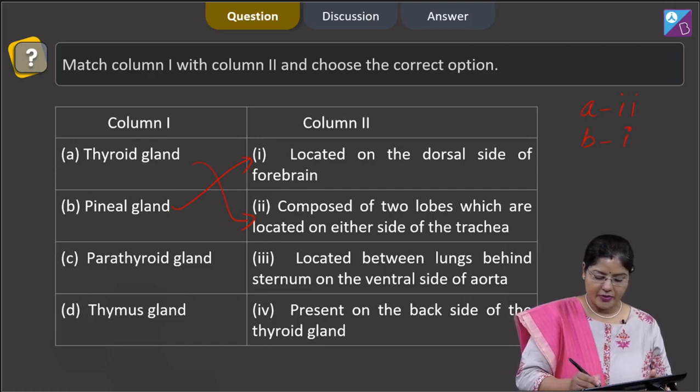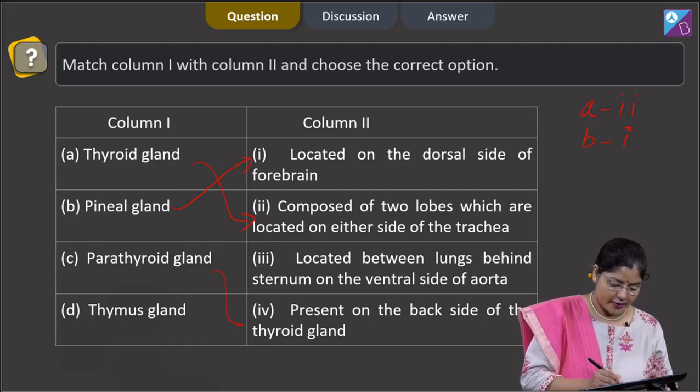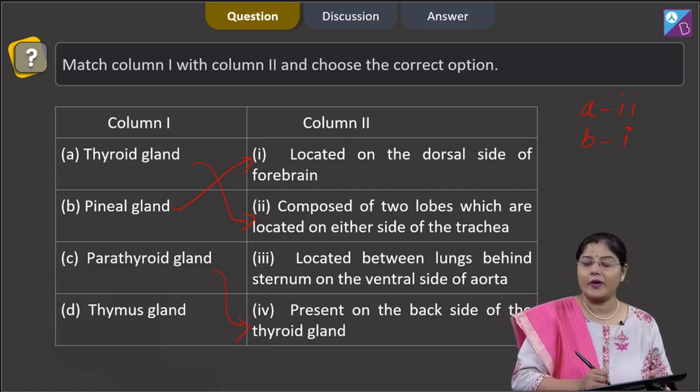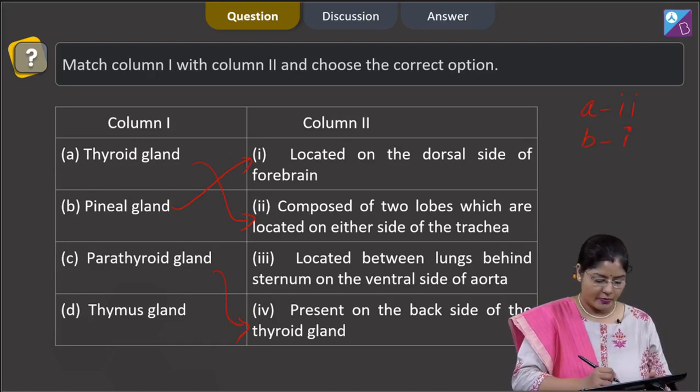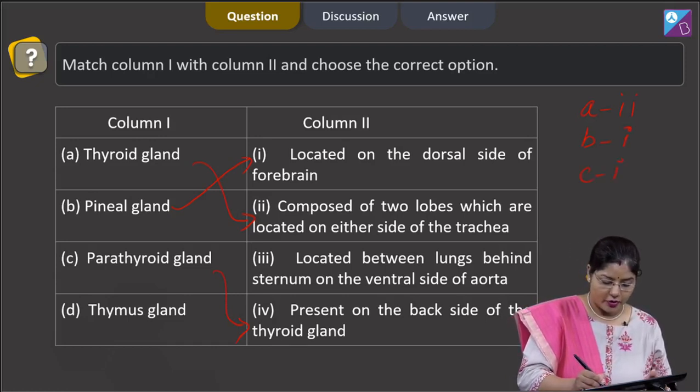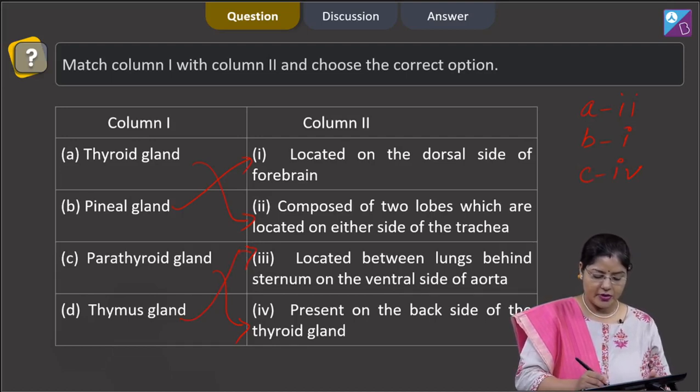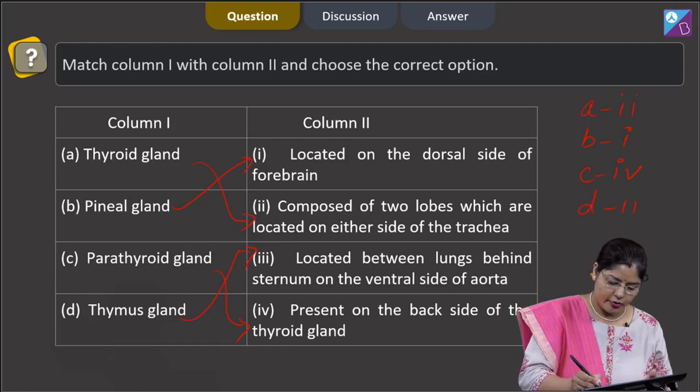Parathyroid gland. They are present on the back side of thyroid gland. In each lobe of the thyroid gland, two parathyroid glands are present. So, C matches with 4th. Thymus gland. It is located between lungs behind the sternum on the ventral side of aorta. So D matches with 3.